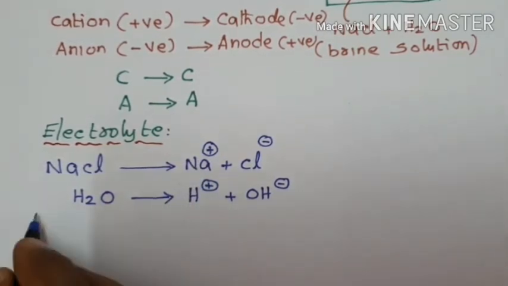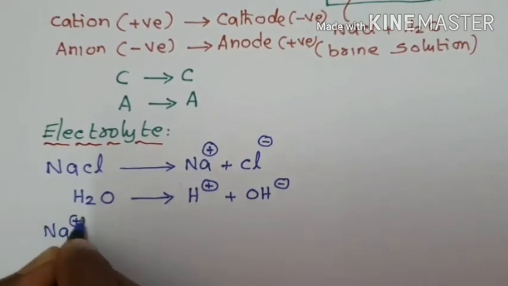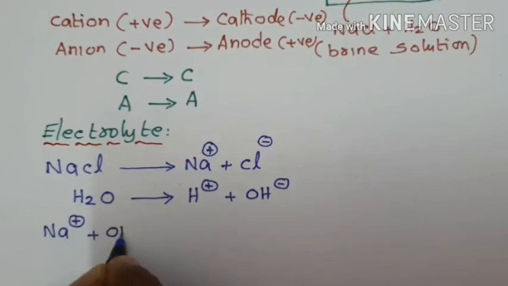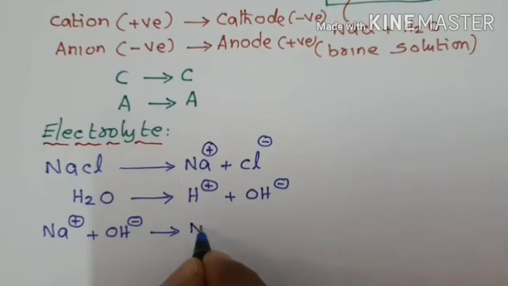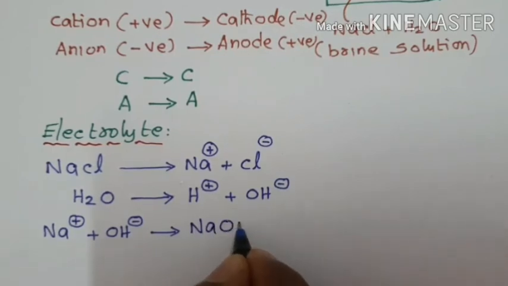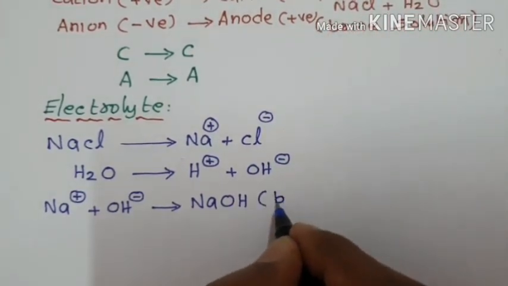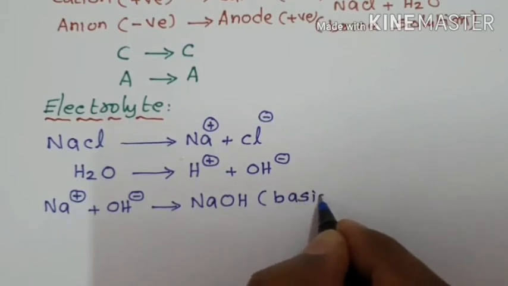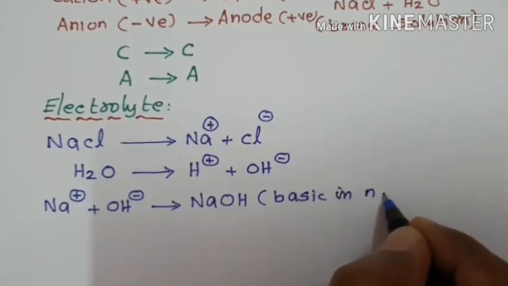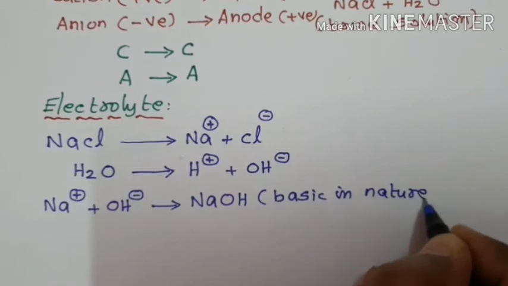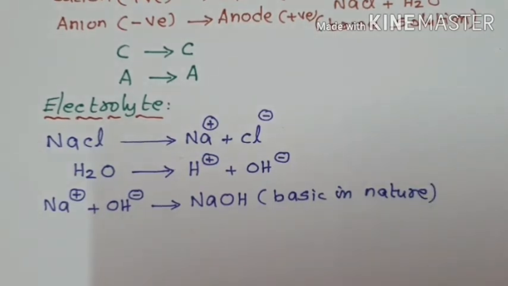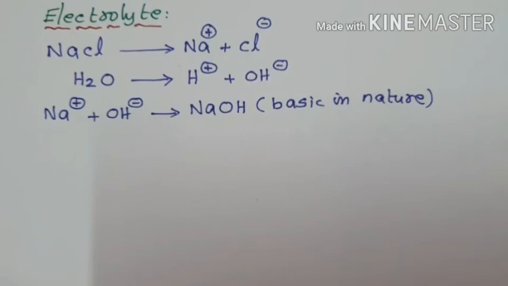These oppositely charged ions combine: the Na+ ion combines with the OH- ion and gives sodium hydroxide, NaOH. Due to the formation of sodium hydroxide, the solution is basic in nature. So this is the reaction that takes place in the electrolyte.